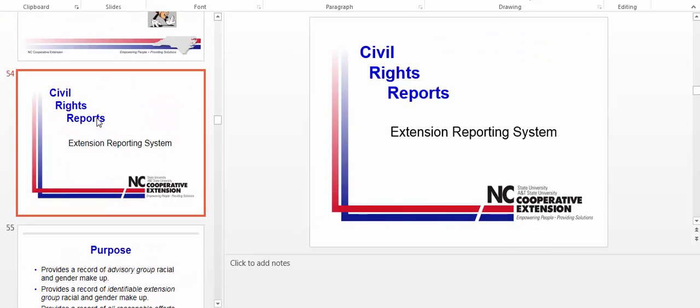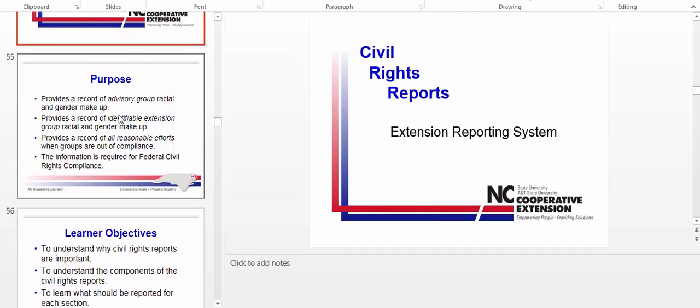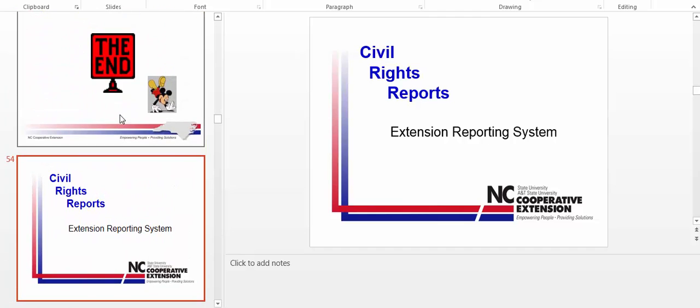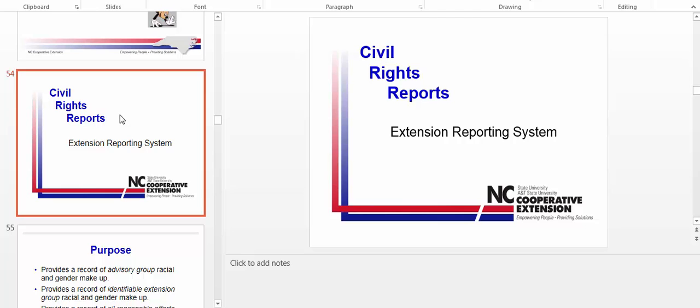Next area we're going to take a look at is civil rights. These are 3 areas, including under the affirmative action report. This is a civil rights report that goes to the federal partners.